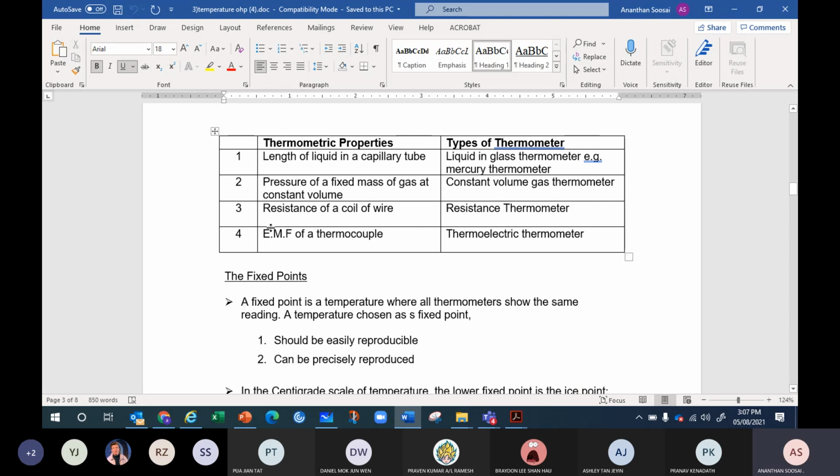Thermocouple is used for varying temperature. Within 30 seconds, you want to record a temperature every 30 seconds. Thermocouple is the best because it has a very low specific heat capacity and reacts very fast. So thermocouple is used for varying temperature. Resistance is for melting and boiling point. Constant volume gas thermometer for city temperature. Mercury in glass for clinical purposes.